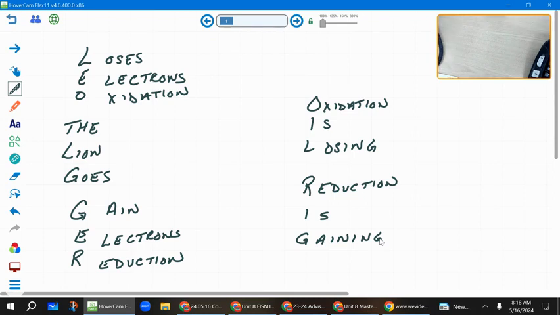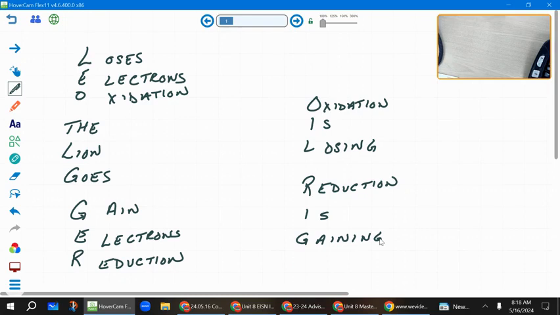Now, this is two parts. Part number one is you have to know what oxidation and reduction are. Part number two is you need to recognize which is happening in a chemical reaction. But if you recognize what happens in a reaction but don't know whether gaining electrons is oxidation or reduction, it's not going to help you. So the first step is figuring out which one is which.